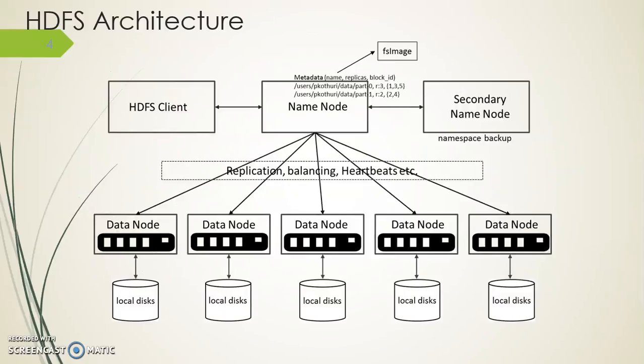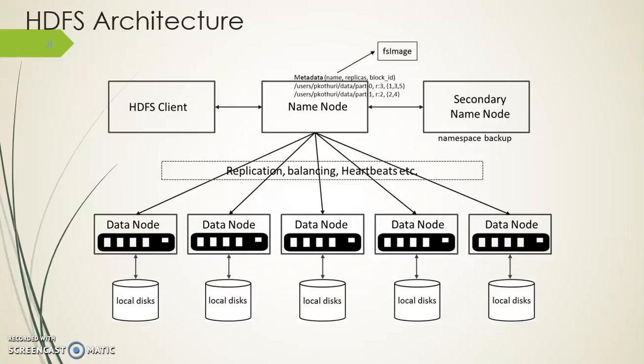HDFS architecture is a master-slave architecture. An HDFS cluster consists of a single name node, a master server that manages the file system namespace and regulates access to files by clients. There are a number of data nodes, usually one per node in a cluster. The data nodes manage storage attached to the nodes that they run on.